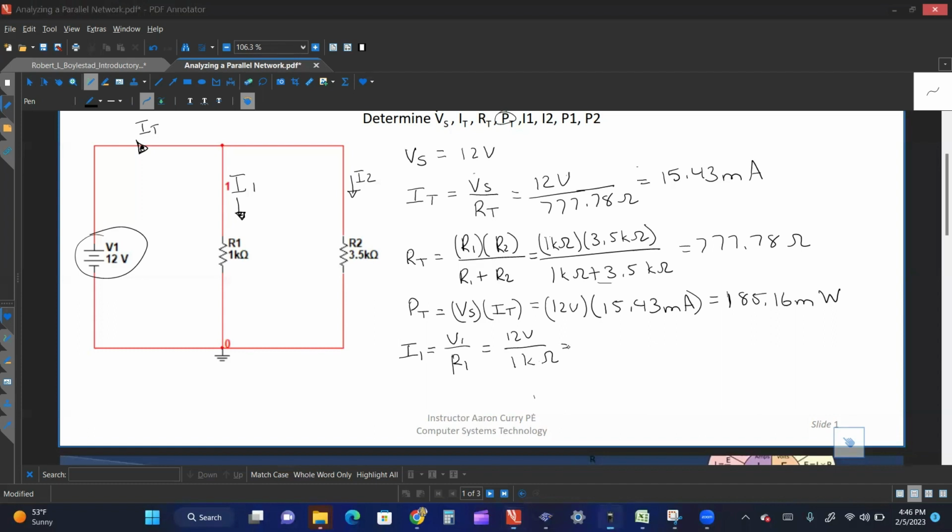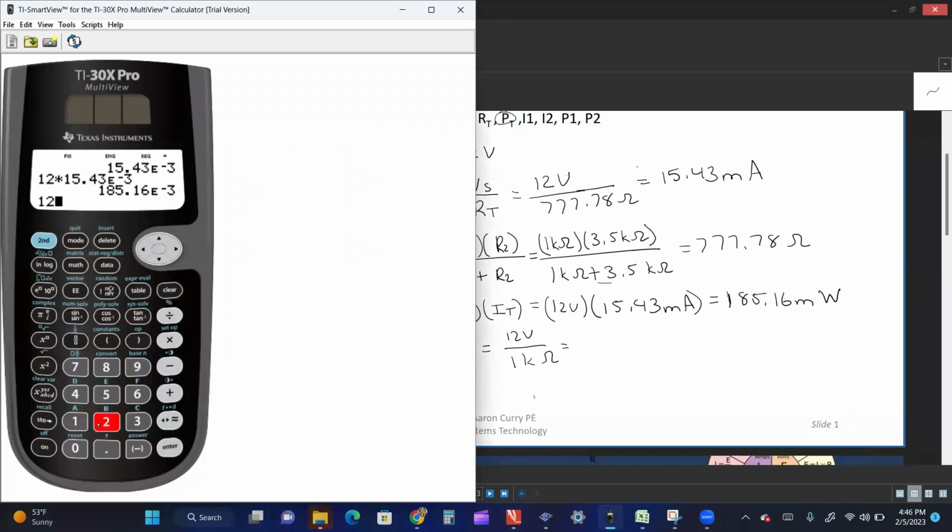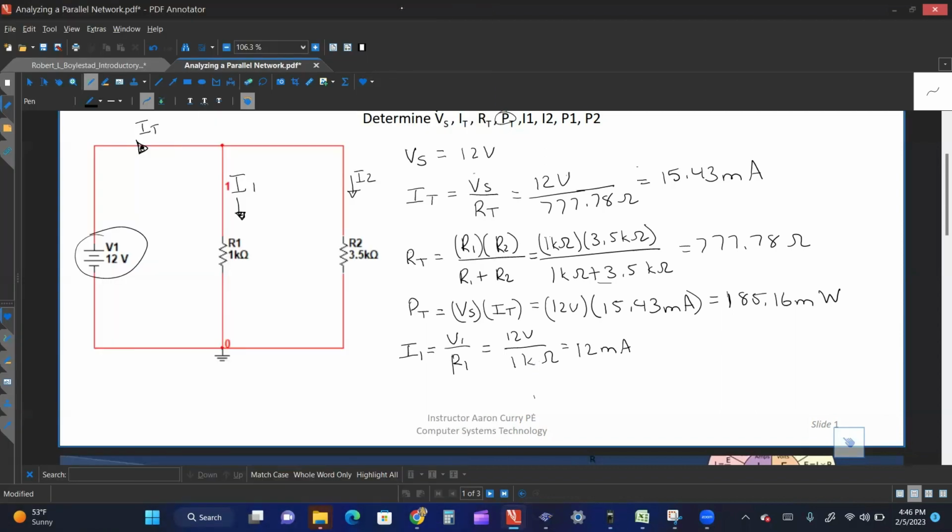And we put into our calculator, we get 12 divided by 1e3, which is 12 milliamps. All right, so what about I2? All right, so I2, we're going to need V2 over R2. But what is V2? The voltage across R2. Well, same thing as V1.